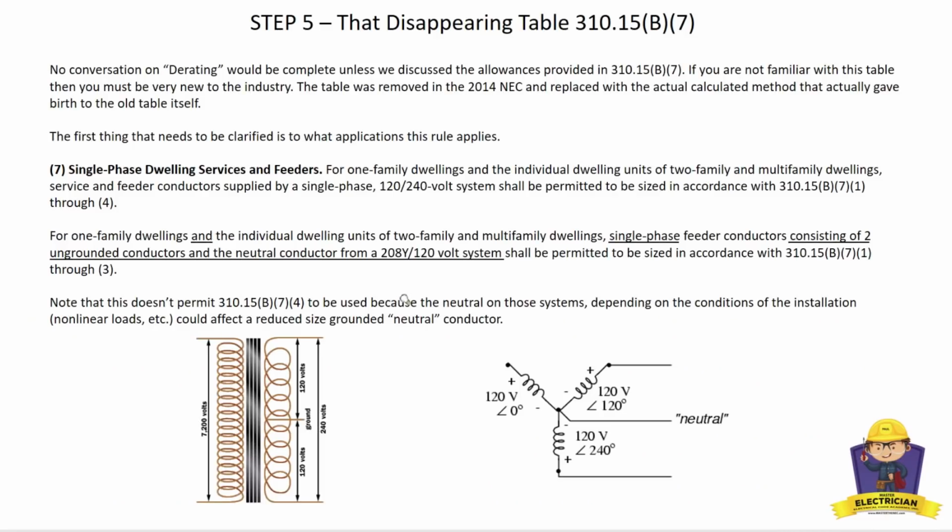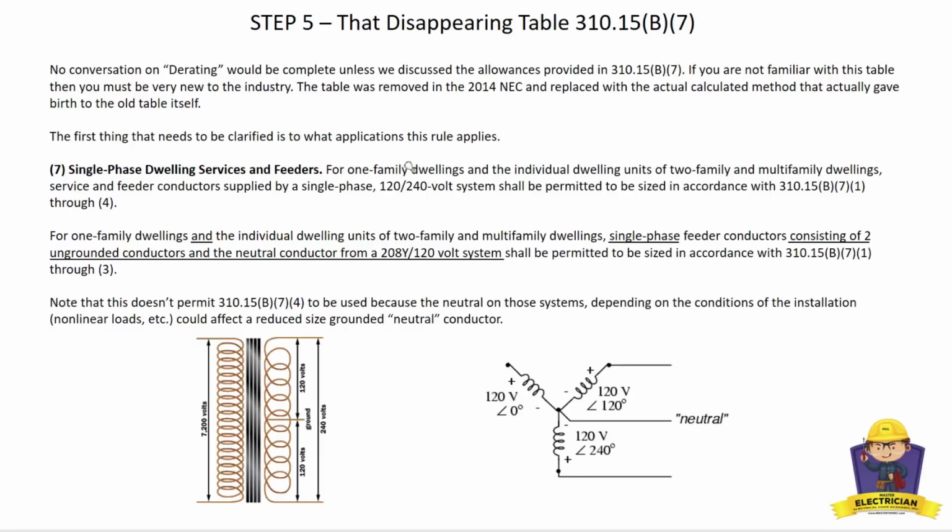So let's talk about the conversion. A derating would be completely useless if we discuss the allowances provided in 310.15(B)(7). So now we're getting into that D7 where we had that little mini table that's in the back of the code book. It's now in example D7. Now, if you're not familiar with this table, you must be pretty new to the industry because the table disappeared in the 2014 code. So that would tell me you came into the 14 codes.